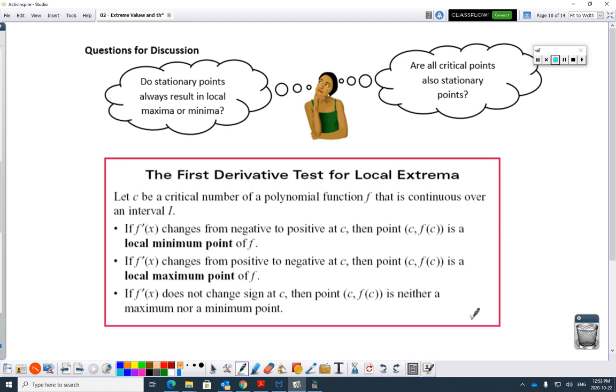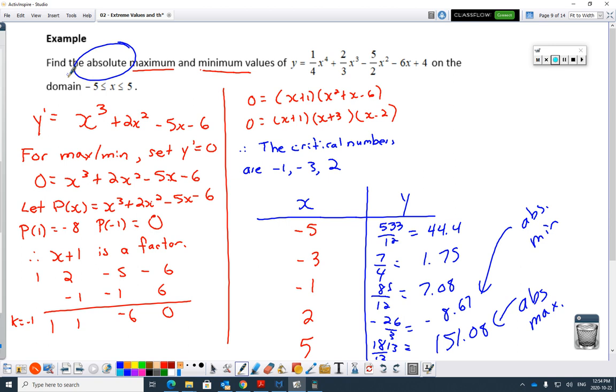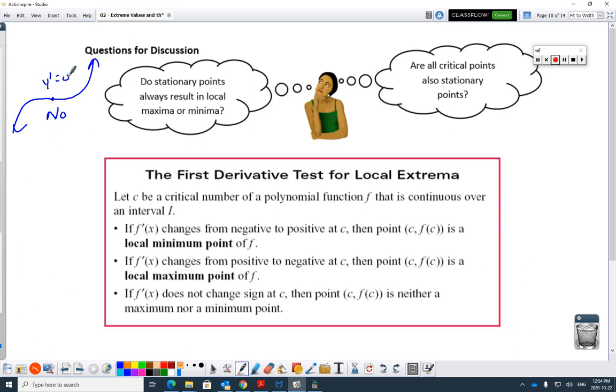Okay, some questions for discussions. Do stationary points always result in local max or mins? No. Keep hammering away on this idea. I'll just draw this picture and I'll say no. We can get y prime equal to 0 and not end up with a max or a min. It really depends on the categorization of these things, which I didn't do in that question. Actually, we didn't really categorize these. We could figure it out from looking at the values, but we really didn't say whether they were all max or mins because we didn't care. All we wanted was the absolute max and mins. You say, well, what happens if we have to categorize them? Yeah, I know. There's more examples coming where you have to categorize.